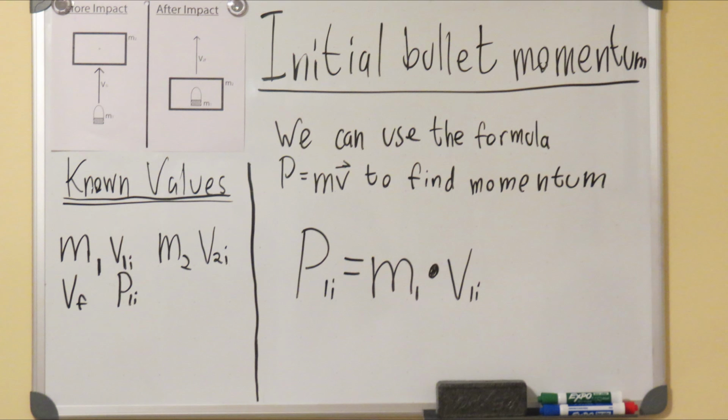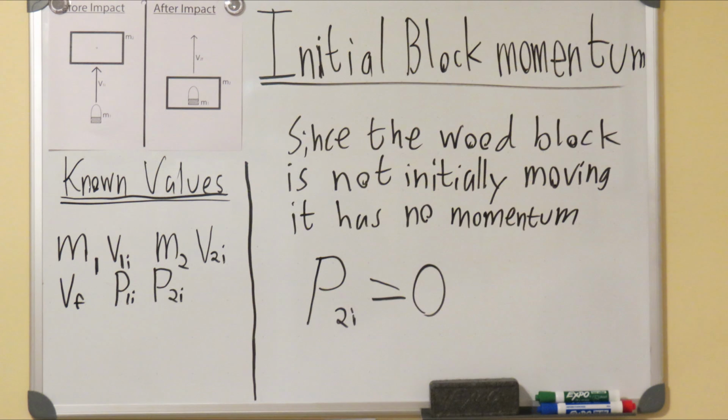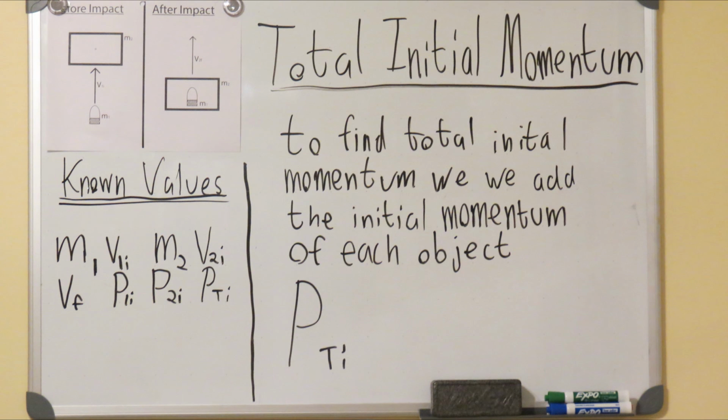Since we have the bullet's mass and initial velocity, to solve for initial momentum, we can use the formula momentum is equal to mass times velocity. Since the block is not initially moving, it has no initial momentum. To find total initial momentum, we add the initial momentum of each object.